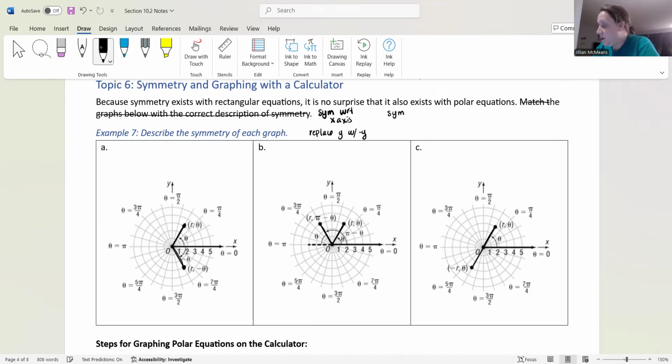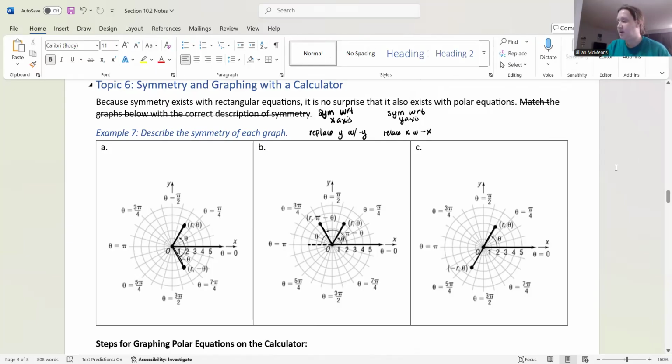For symmetry with respect to the y-axis, what we could do is replace x with negative x, okay? And really make that make sense in your head, okay? So let me give myself a little more room.